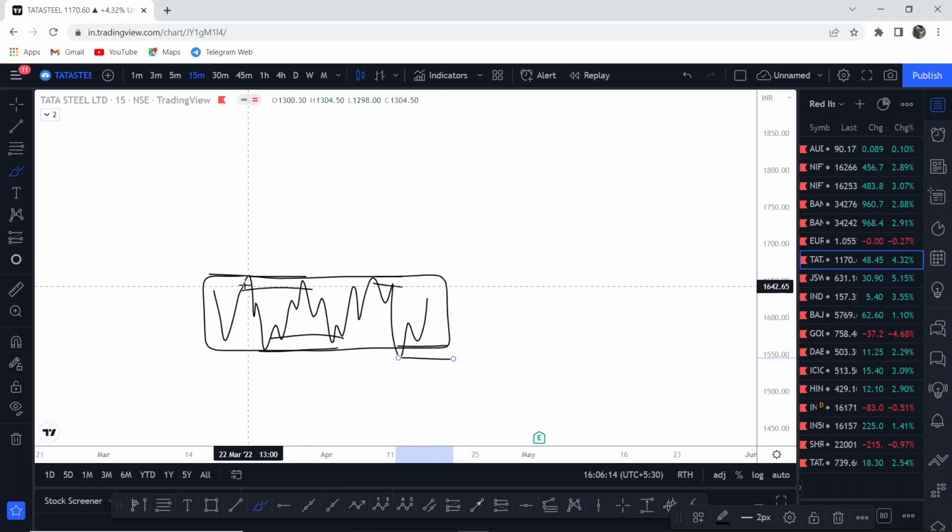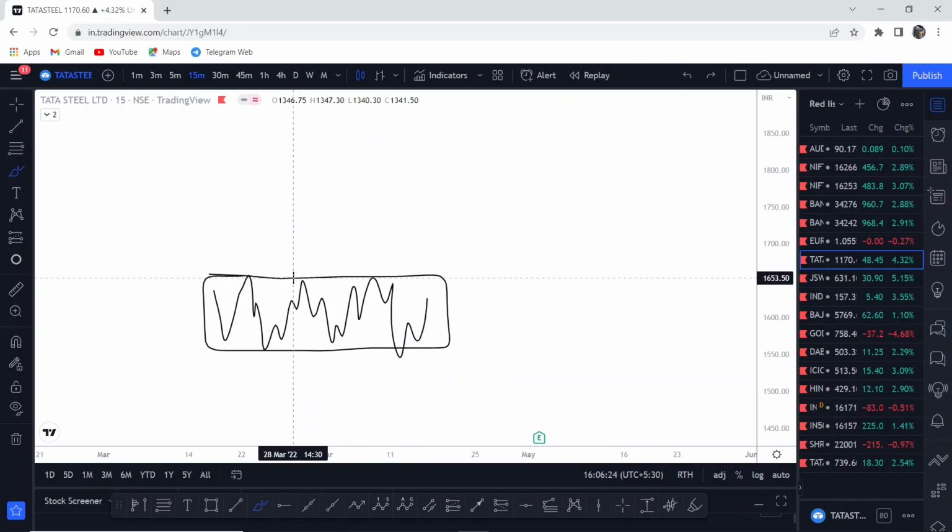Now you would try to take trades at every supply and demand zone, resulting in big losses, because you don't really understand that this is where the prices are being accumulated. This is where the prices are being either accumulated or being distributed. So we need to wait for this.